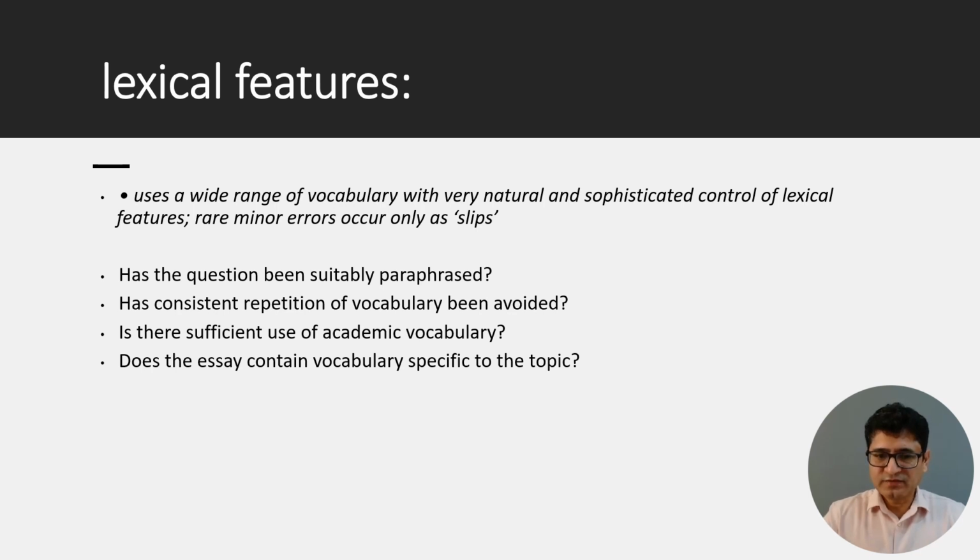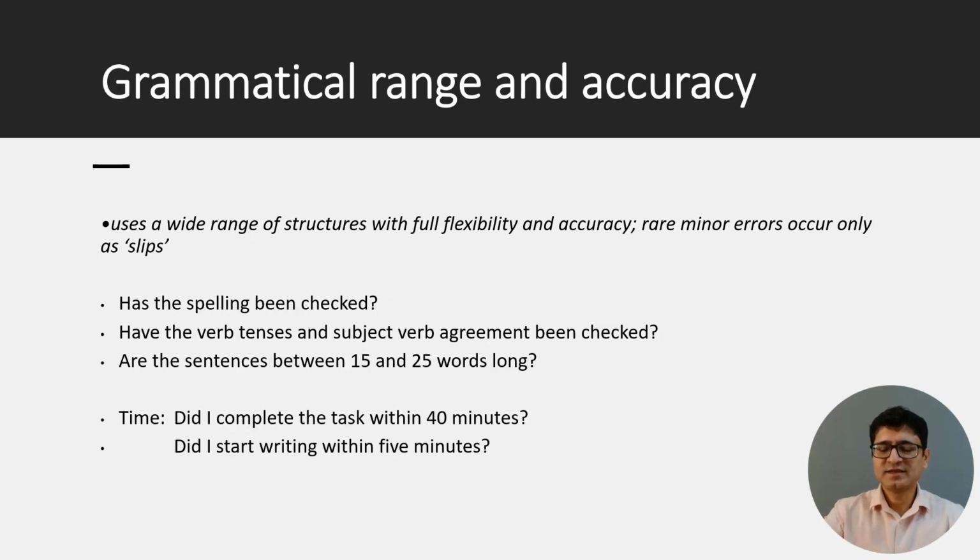And lexical features. Use a wide range of vocabulary with very natural and sophisticated control of lexical features. Rare minor errors occur only as slips. If you want to score band 9, that is your criteria. Your answers should be positive for all these questions. Has the question been suitably paraphrased? Has consistent repetition of vocabulary been avoided? Is there sufficient use of academic vocabulary? Does the essay contain vocabulary specific to the topic? Make sure your answer is yes.